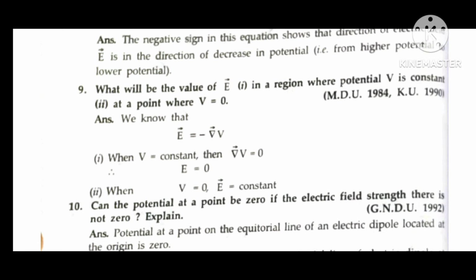What will be the value of E vector in a region where potential V is constant? We know that electric field E vector is equal to minus del vector V. When V is equal to constant, then del vector V is equal to 0. Then E vector is equal to 0. At a point where V is equal to 0, E vector is equal to constant.